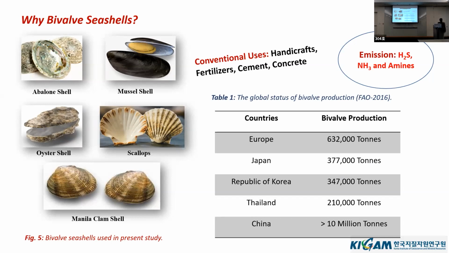Some applications of seashells, maybe you can see in some tourist places, they are used as handicrafts, like showpieces, and others are used as fertilizers or as some part of cement as well. So more applications are required for these seashells, and the quantity dumped in landfills is too high. For example, in China it is greater than 10 million tons, and others like Thailand and South Korea are among other countries which are dumping seashells in landfills.